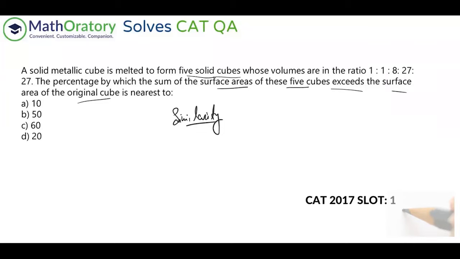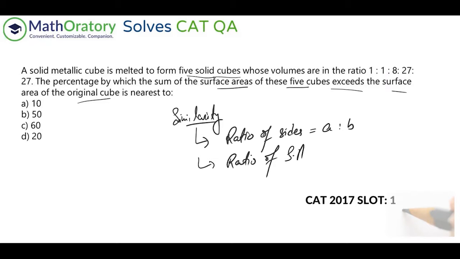So using the concept of similarity, this will become very fast because whatever is the ratio of the sides. So let's say I'll just take a random a is to b to denote this. So whatever is the ratio of the sides, let's say a is to b between the similar cubes, the ratio of the surface areas, so I'm writing this as SA, surface area, will be the square of this ratio, a square is to b square, and the ratio of the volumes will be in the ratio a cube is to b cube. So this is with the similarity idea.